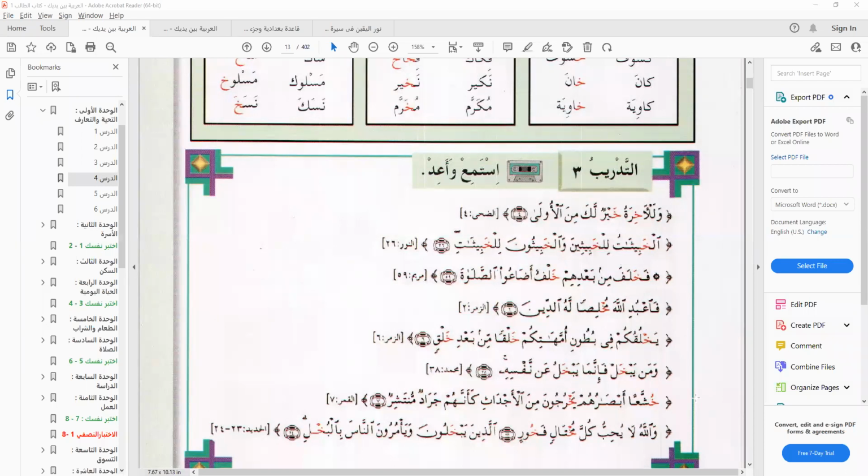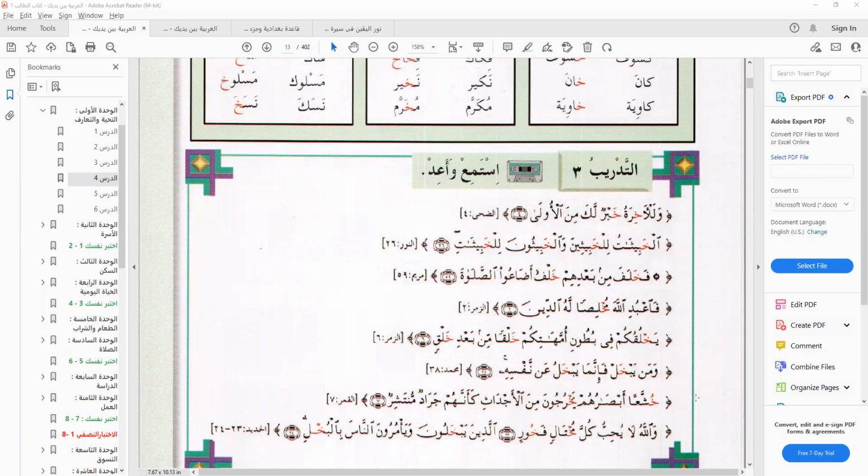So we have ومن يبخل فإنما يبخل عن نفسه. خشعا أبصارهم يخرجون من الأجداث كأنهم جراد منتشر. That is Surah Al-Qamar now. So we have والله لا يحب كل مختال فخور الذين يبخلون ويأمرون الناس بالبخل. Okay.